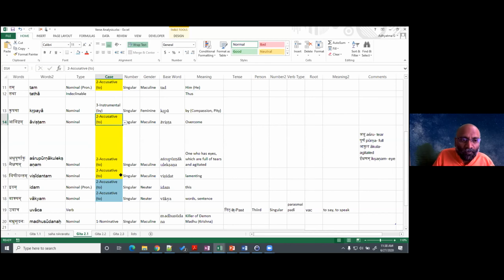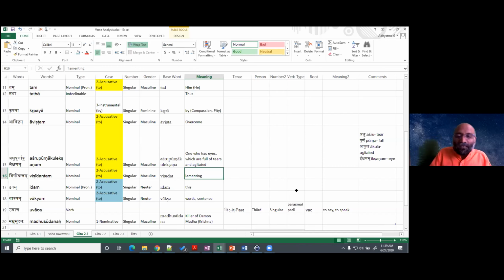Krupaya avishtam. And how is he, Arjuna? He is ashrupurna kulekshanam. His eyes are agitated and full of tears. That is his condition. And he is lamenting, dejected. Vishidantam. So in this case, you see that's all the meaning is. That Lord Krishna spoke these words to him who is overcome by compassion, whose eyes are agitated and full of tears, and who is lamenting.